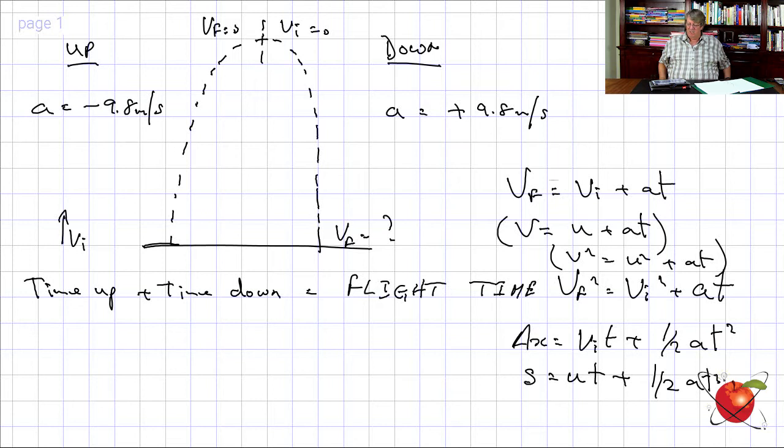S equals ut plus a half AT squared, and V squared equals u squared plus 2as. Pretty much. That's about all we're going to use in this. Now, let's just have a look.